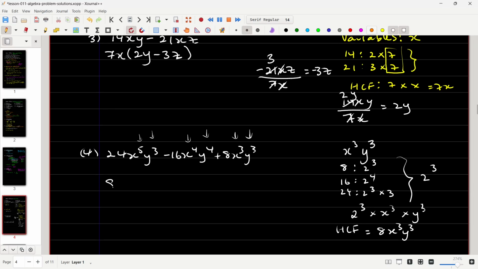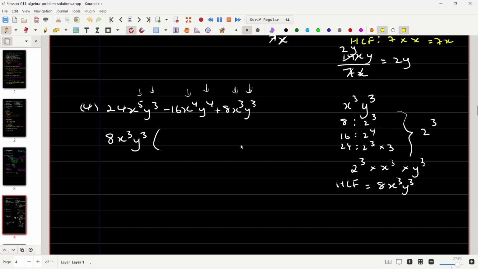So I'm going to put outside here 8x to the third power y to the third power. And then I'm going to do each division and put the results inside the bracket. So I'm going to start off here with 24x to the 5 y to the third, and divide this here by 8x to the third y to the third power. So this here cancels with this completely. This here leaves 2 remaining, and this here leaves 3. So I'm going to have 3x to the second power.